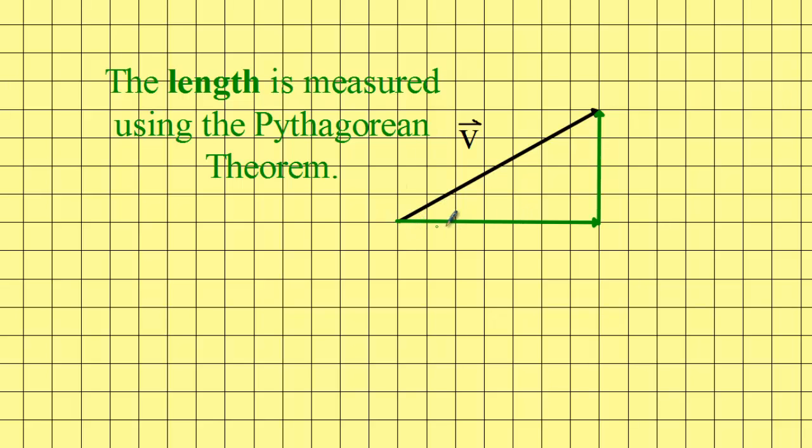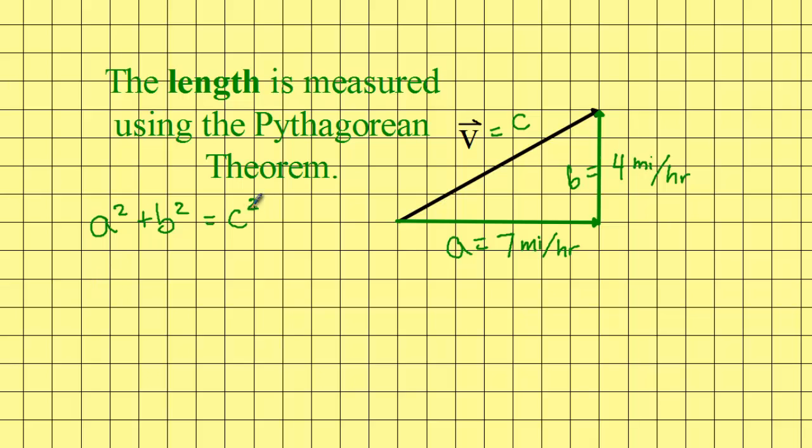So this arrow down here is 1, 2, 3, 4, 5, 6, 7. And let's say this is miles per hour. And this one is 1, 2, 3, 4 miles per hour. So we can use those two arrows to determine the length of this arrow. And if you remember Pythagorean's theorem, it's a squared plus b squared equals c squared. So let's call this our a. This is our b right here. And our velocity is our c, the c side of our triangle.